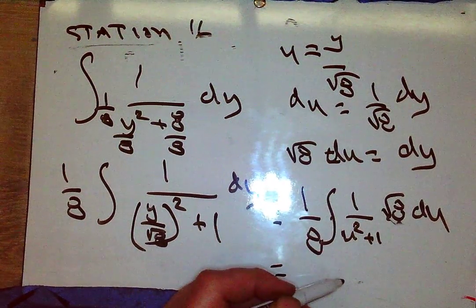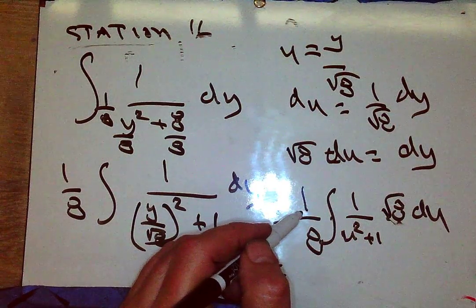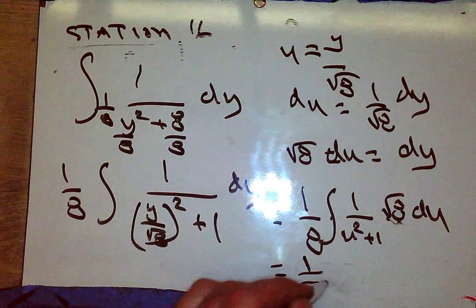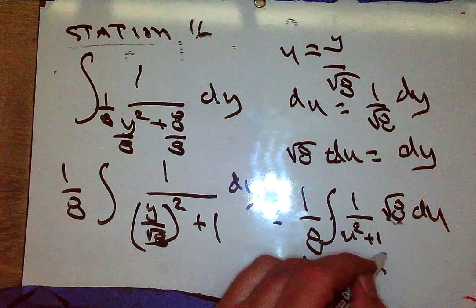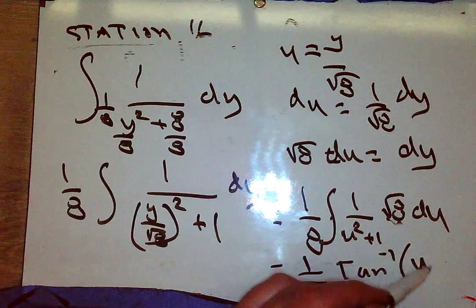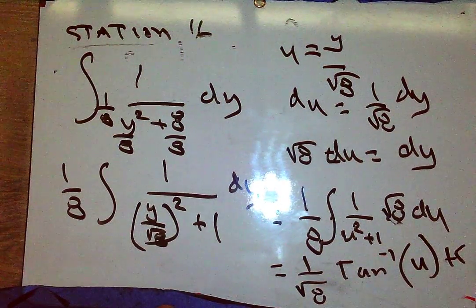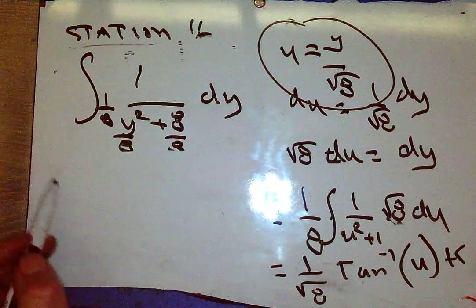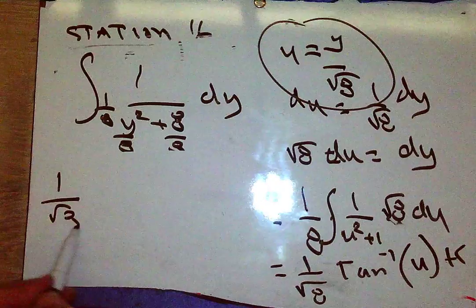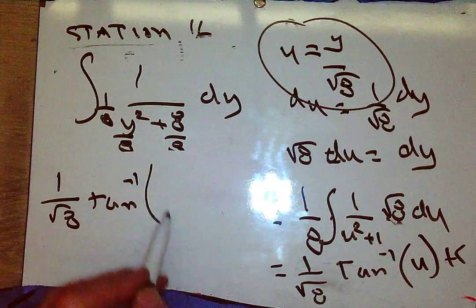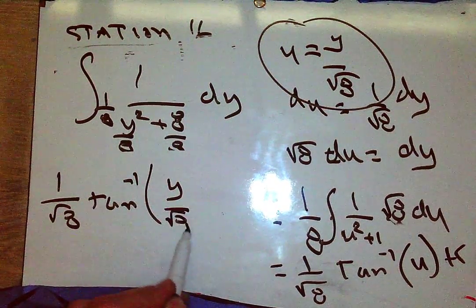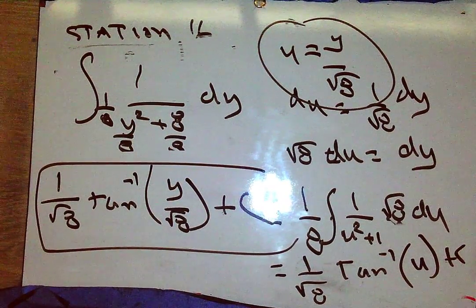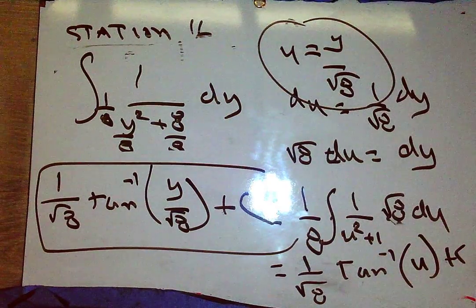Well, that can come out. This is going to be 1 over square root of 8 tangent inverse of u plus c. And there's my u. So it looks like my final answer, 1 over root 8 tangent inverse y over root 8 plus c. I don't know, I feel pretty good about that one, but you might want to do it again and check.